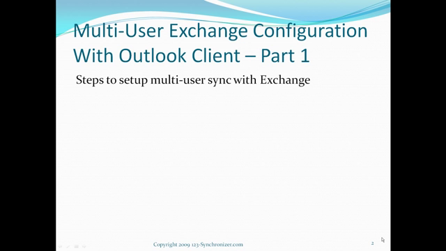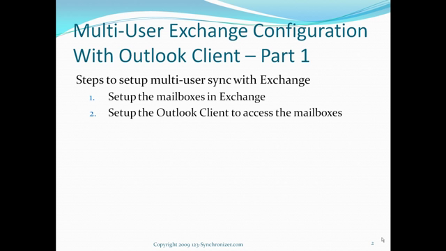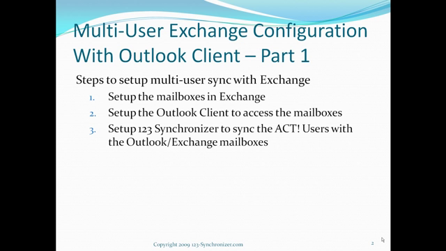This presentation is divided into three parts. The first part is how to set up the mailboxes in Exchange, how to provide the permissions for us to use one central account to access the mailboxes. Part 2 is how to set up the Outlook client to access those Exchange mailboxes. So how to configure an Outlook client to do that. And then part 3 is how to set up 123 Synchronizer to sync the Act users over to the Outlook Exchange mailboxes.